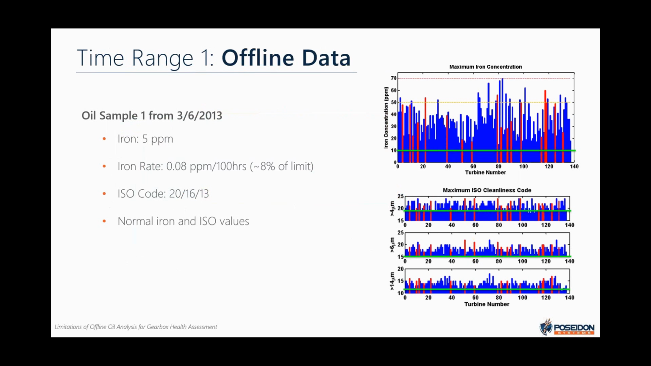Particle counting reported an ISO code of 20/16/13, which is well within the normal operating range of any turbine gearbox. The two charts on the right show a green horizontal line corresponding to data from the specific turbine in regards to the 137 that were in this data set. The conclusion here from this offline oil analysis would be that this is healthy oil and a healthy gearbox.